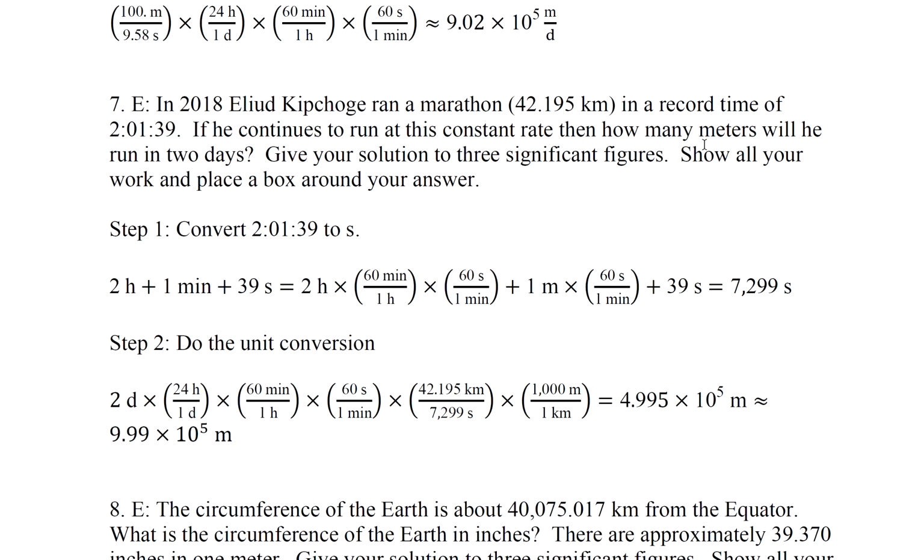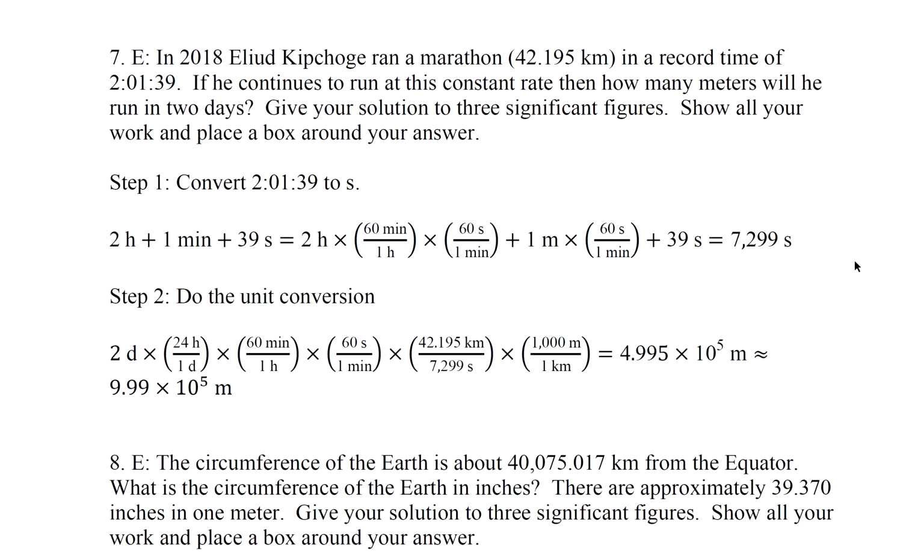Question 7. In 2018, Eliud Kipchoge ran a marathon, which is 42.195 kilometers, in a record time of 2 hours, 1 minute, 39 seconds. If he continues to run at this constant rate, then how many meters will he run in 2 days? Okay, so let's convert 2 hours, 1 minute, 39 seconds to seconds. We get 72.99 seconds.